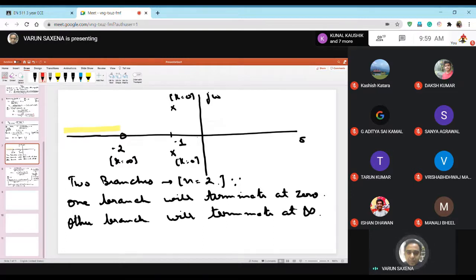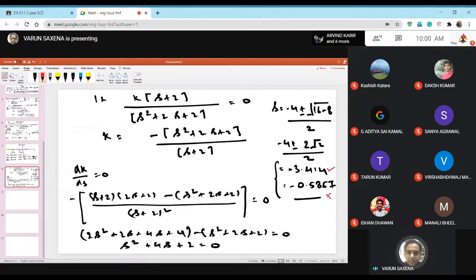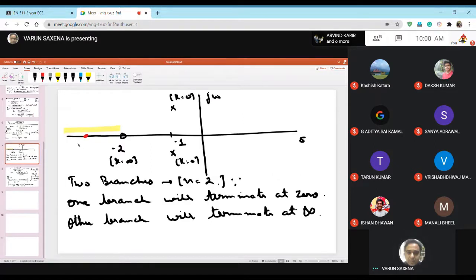So we neglect that, or we reject it, not neglect it, we reject it. And the value for the breakaway point happens to be somewhere here now. And that value happens to be minus 3.414. So this is the value for the breakaway point.